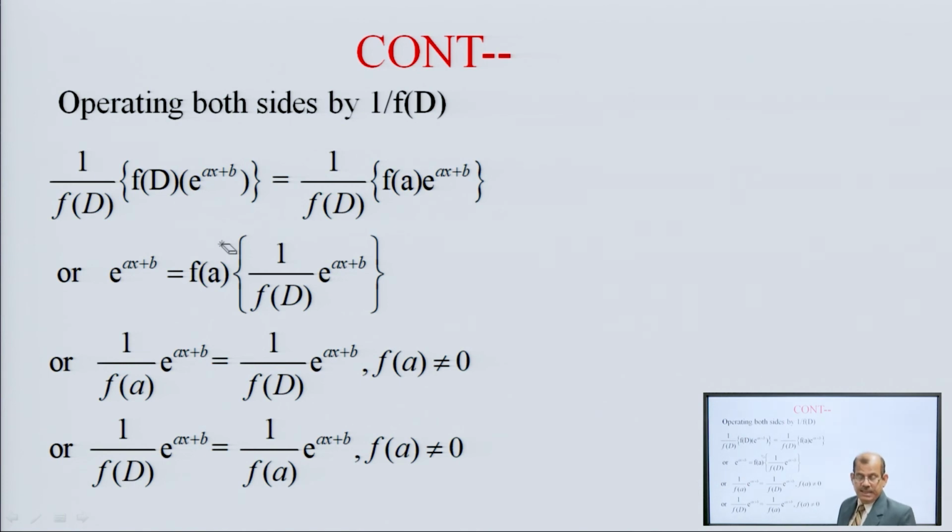It is the particular integral of e^(ax+b), which means the particular integral is equal to 1 by f(a), obtained by replacing D by a, where b is a constant and f(a) is not equal to 0.